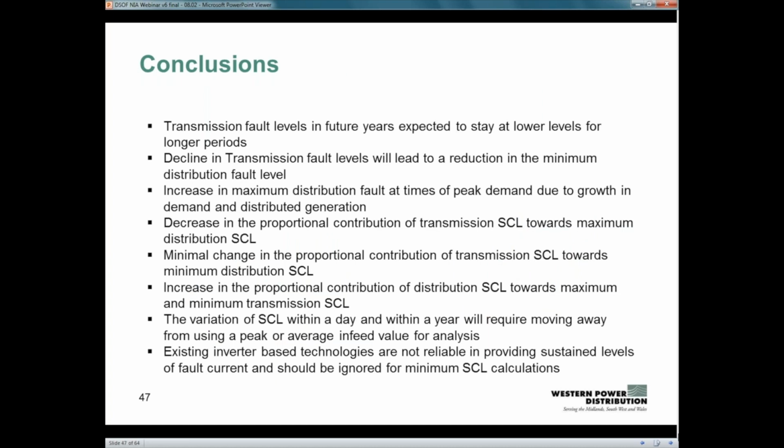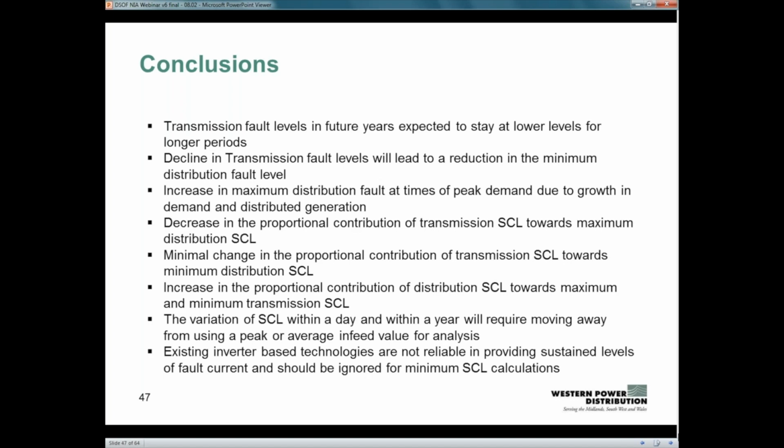So to conclude, our conclusions were: transmission system fault levels in future years are expected to stay at lower levels for longer periods. Decline in transmission fault levels will lead to a reduction in the minimum distribution fault level. There will be an increase in maximum distribution fault at times of peak demand due to growth in demand and distributed generation. There'll be a decrease in the proportional contribution of transmission short circuit levels towards maximum distribution short circuit levels, and a minimal change in the proportional contribution of transmission short circuit level towards minimum distribution short circuit level.